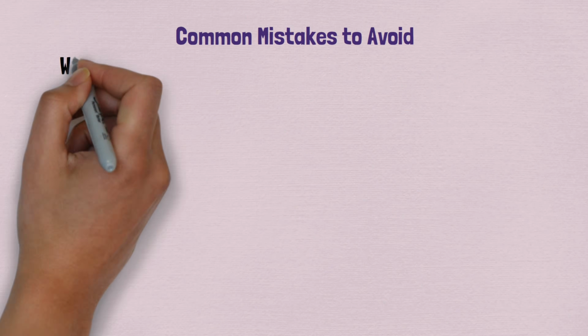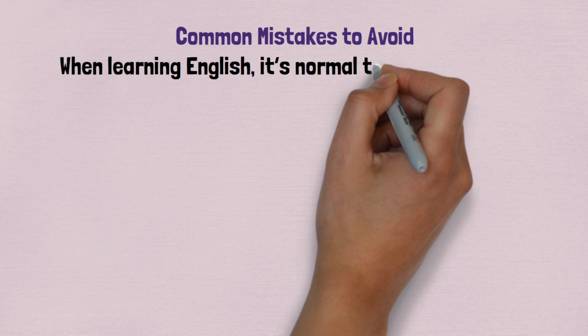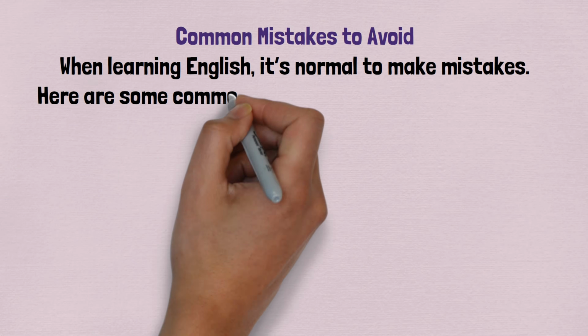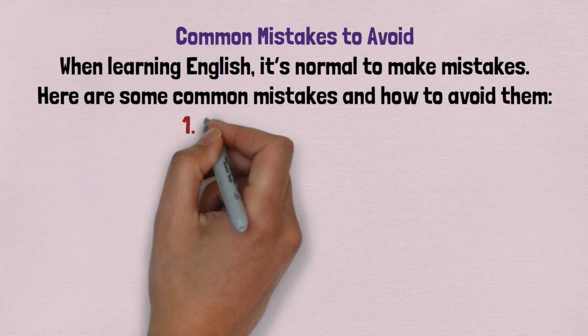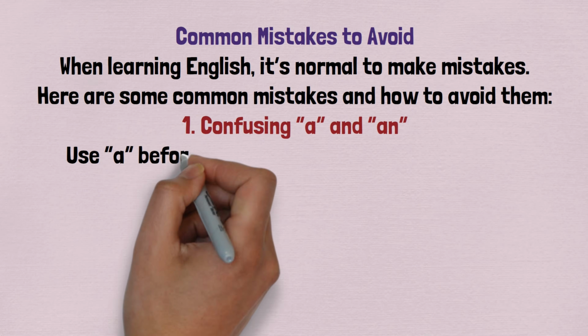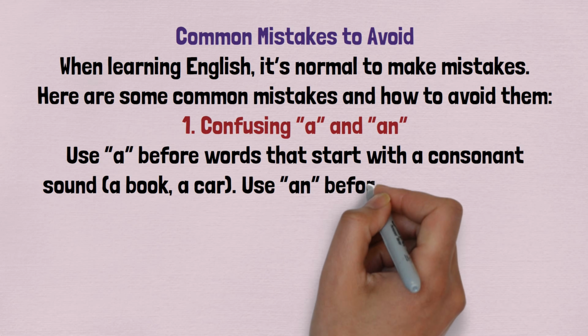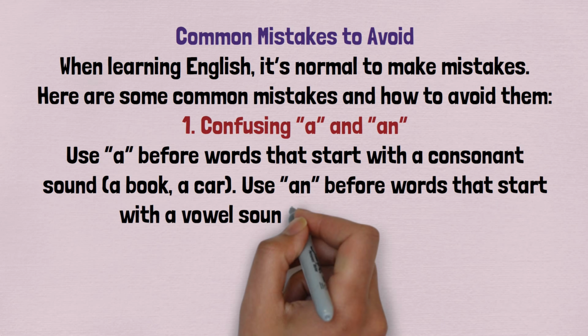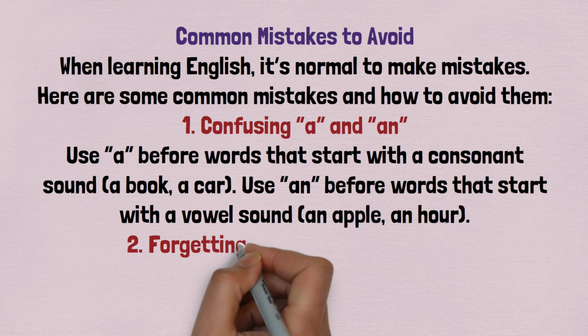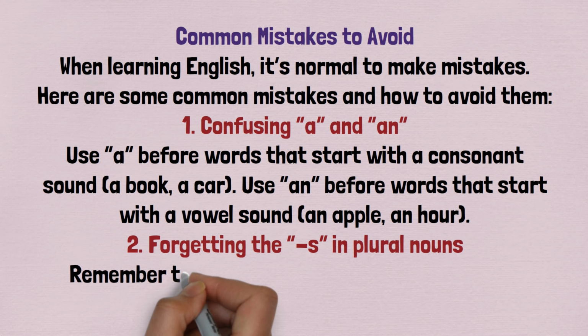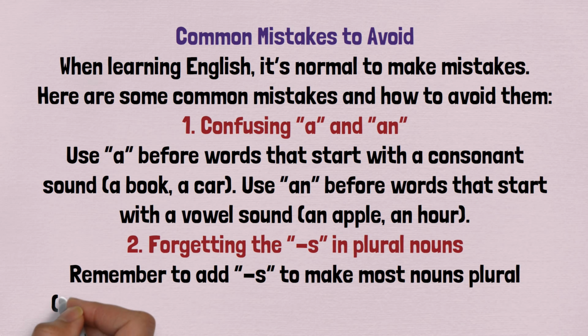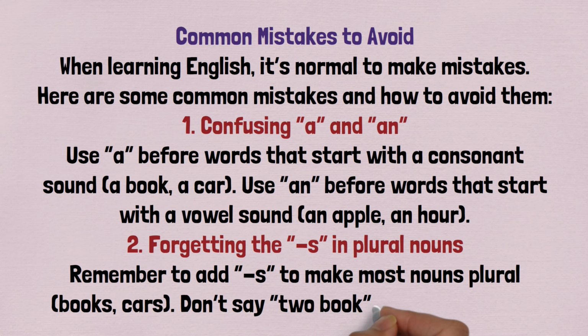Common mistakes to avoid. When learning English, it's normal to make mistakes. Here are some common mistakes and how to avoid them. 1. Confusing a and an. Use a before words that start with a consonant sound. A book, a car. Use an before words that start with a vowel sound. An apple, an hour.